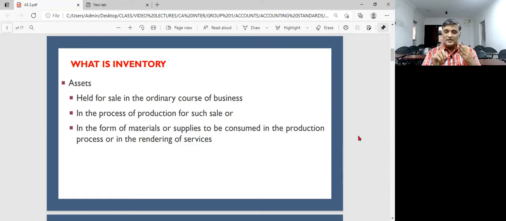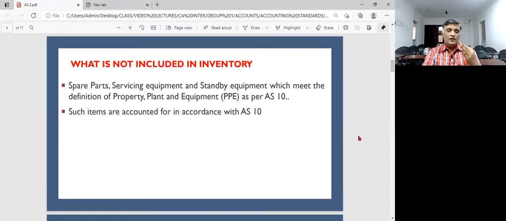It includes, these are assets, and if I break them, you have got three components within that. One is finished goods, second is work in progress, and third one is raw material. Hope it's clear. Right. Now they are very clear.